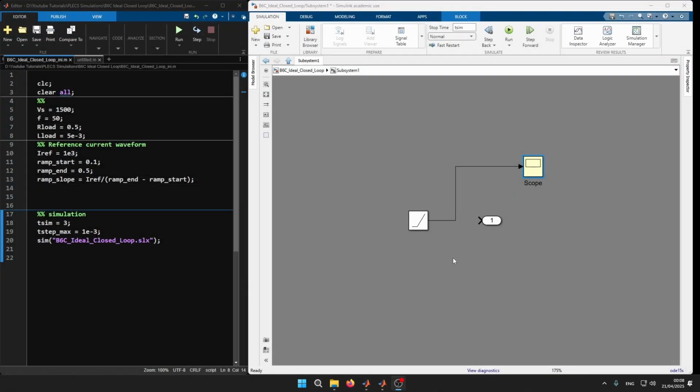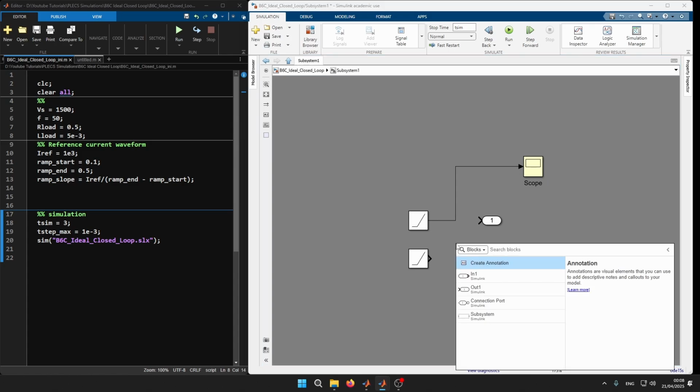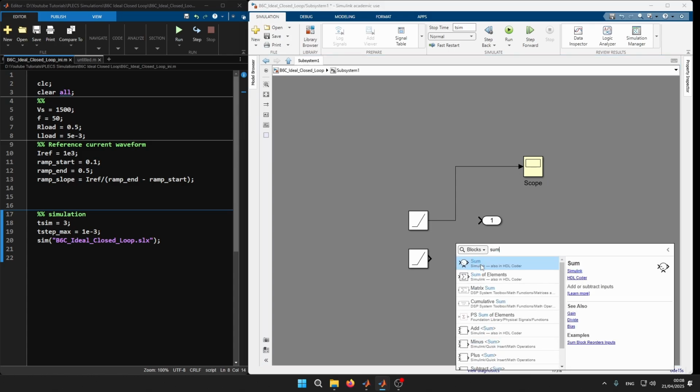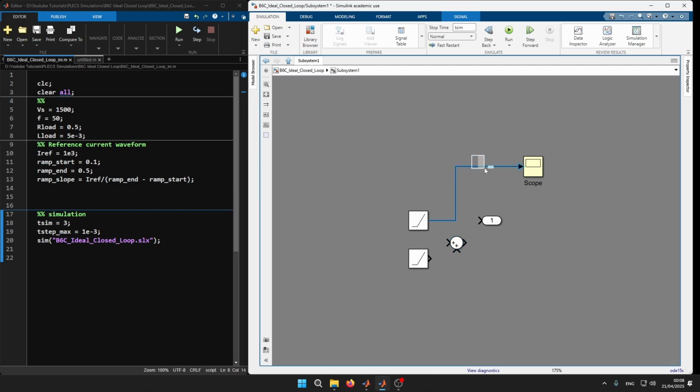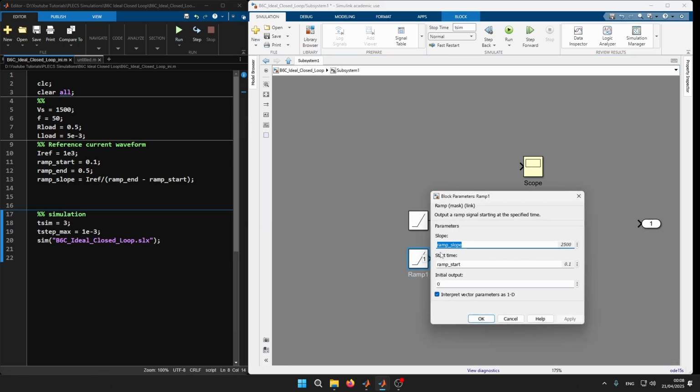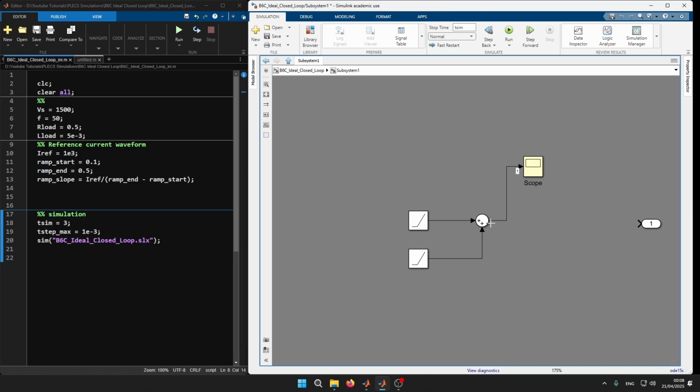So for that we need another ramp. I will copy this. I will need a summation block. Let's add them too. The only change that I need to make here is to take the negative of the slope, and then a positive and negative slope will make the slope 0. This is what I mean.